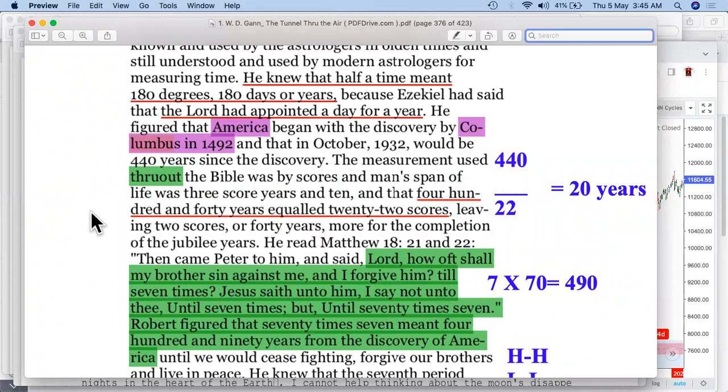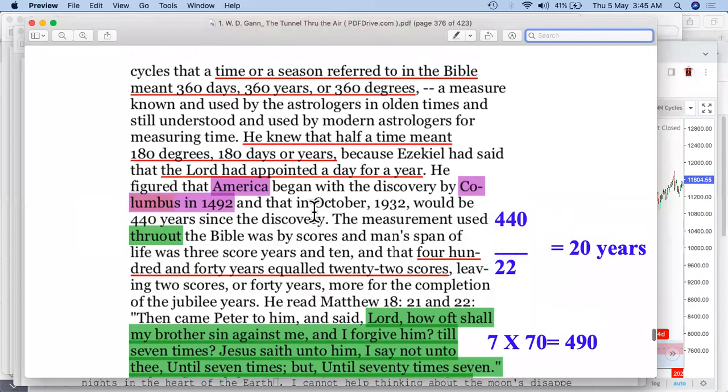Now, what are the kind of mysteries which are there? Let's try to see some very simple mysteries. For example, on this page, what has been given is that he figured that America began with the discovery by Columbus in 1492, and that October 1932 would be 440 years since the discovery. This is very clear, it has been given over there.